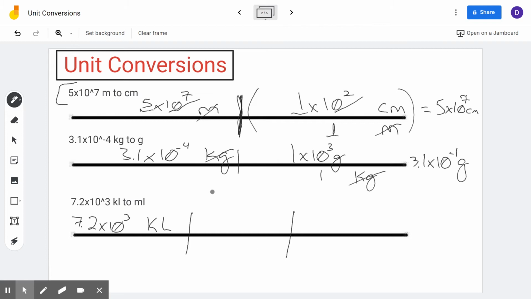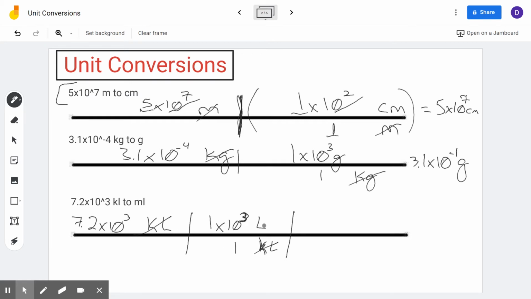Now, we're going to change kiloliters. You can change kiloliters to milliliters if you know what you're doing, but let's go to liters first. So 1 kiloliter is 1 times 10 to the third liters. Okay, kiloliters are gone.